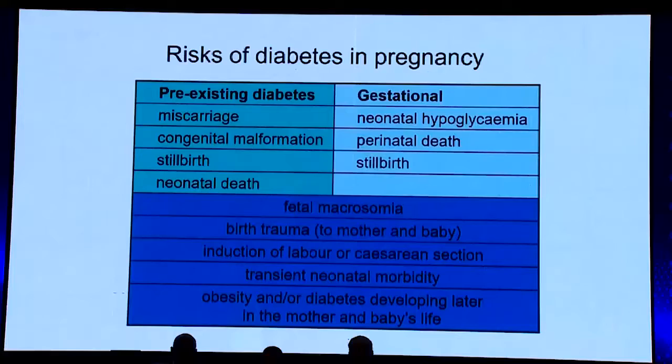Now, in pregnancy, glucose intolerance or abnormalities are associated with a whole range of complications, and that can be due to pre-existing diabetes. There's miscarriage, congenital malformation, stillbirth, neonatal death. And in gestational diabetes, you have these other complications, and then both conditions are associated with this whole range of complications here. And so there's no doubt that glucose intolerance in pregnancy is associated with complications. The question is, at what level does that occur?